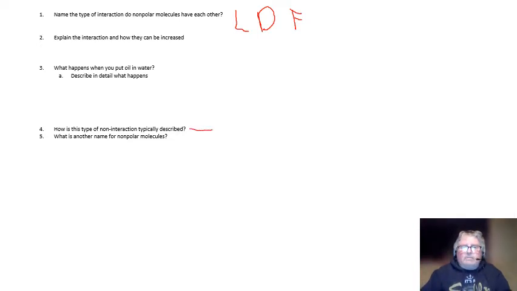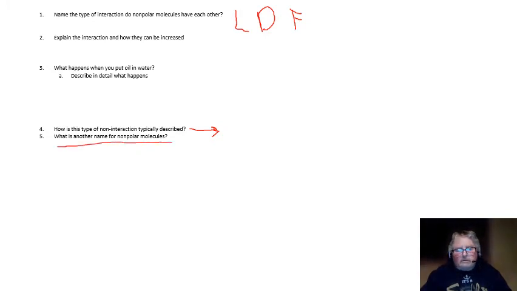The way it's typically described is that oil and water don't like each other, or nonpolar and polar don't like each other. But that's not really what's happening. What we typically say is that because it looks like the nonpolar molecules don't like water, we say nonpolar molecules are hydrophobic.